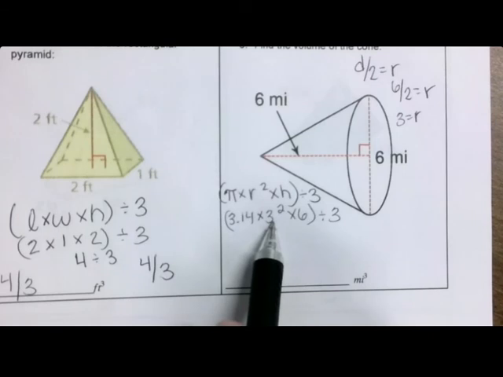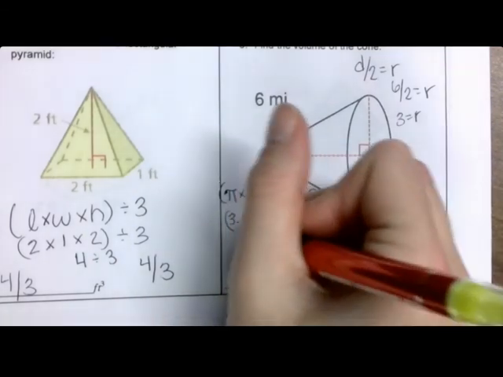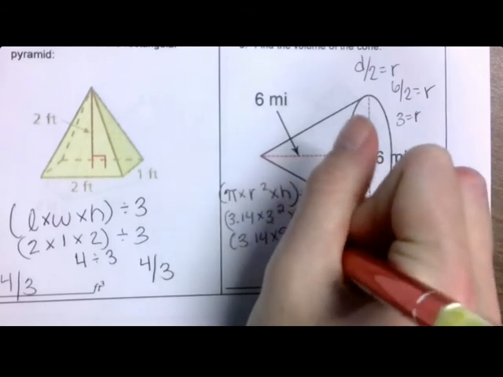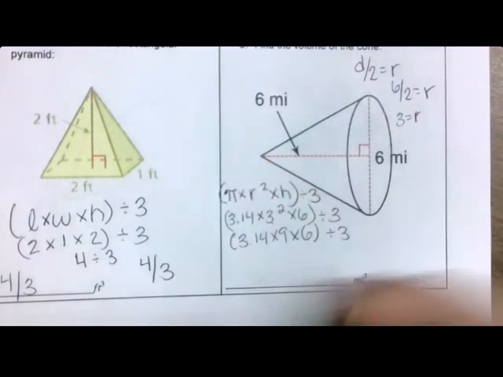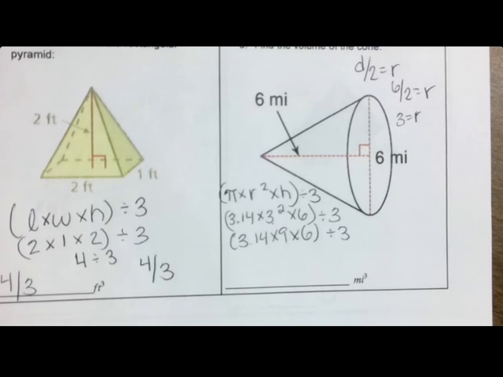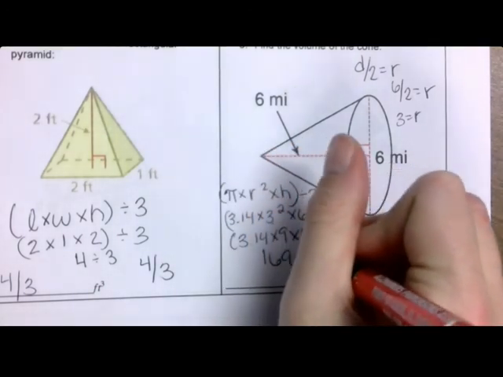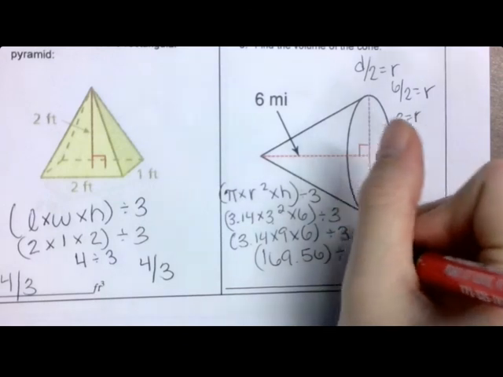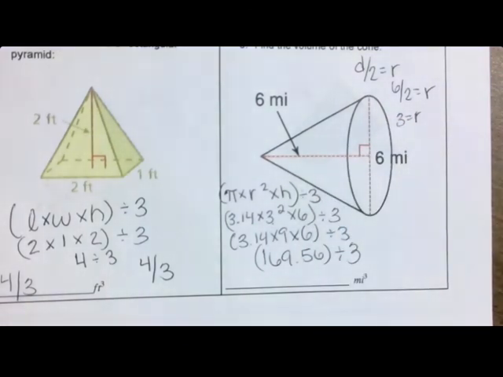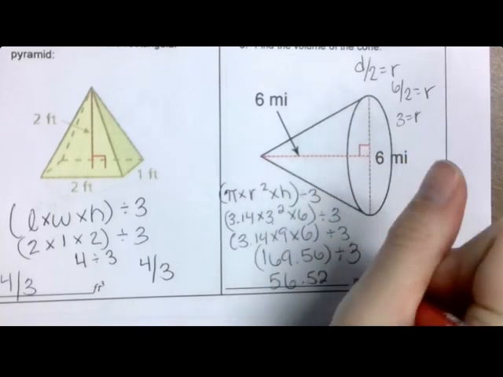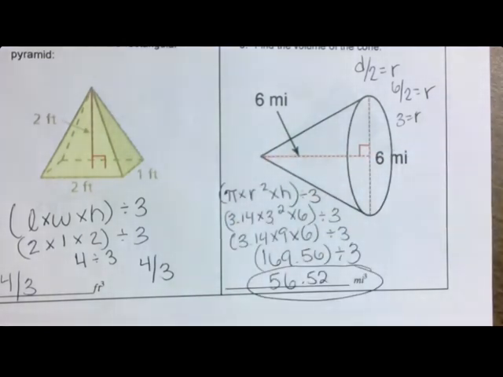So if you multiply straight across that, oh, I'm getting ahead of myself, aren't I? What is 3 squared? 9. So first I need to get that, that's 9. Then I can multiply straight across. So you should have gotten 169.56 if you multiplied across. Divided by 3 gives you 56.52. Okay? And that is what you should have.